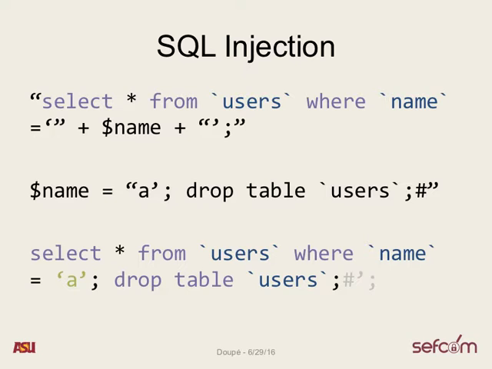And in this case, the attackers tricked the SQL server to execute two queries, right? One query to select everything from the users where the name is A, and the other one is to drop the user table, right? Now we've just lost our whole user table here from one query, right?